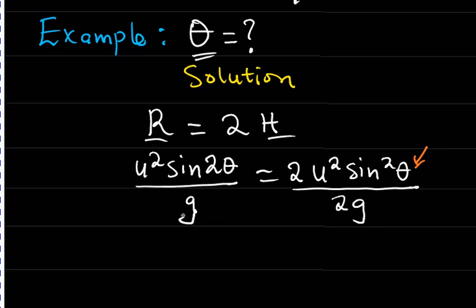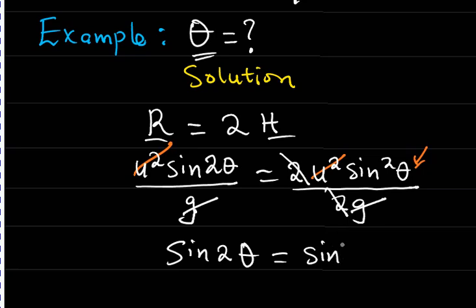g is found in the denominator, and g is also found in the denominator on the other side, so I take it out. There's another thing I need to cancel: u squared is found on this side, and u squared is found on the other side, also in the numerator. So I'm left with the sine of 2 theta. Of course, 2 can also divide 2, so 2 is gone. I'm left with just sine of 2 theta equal to sine squared theta.